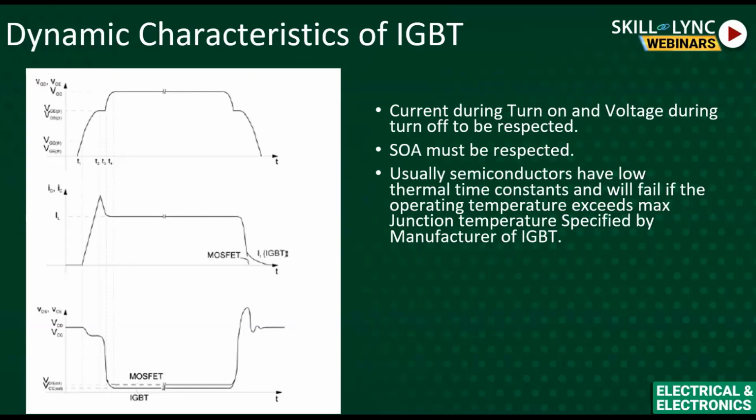But if you are turning it on and not selecting the switch properly, so that the power loss is very high, or the heat dissipated is very high, then the temperature might exceed the maximum junction temperature specified by the manufacturer. Thermal time constant must be respected.